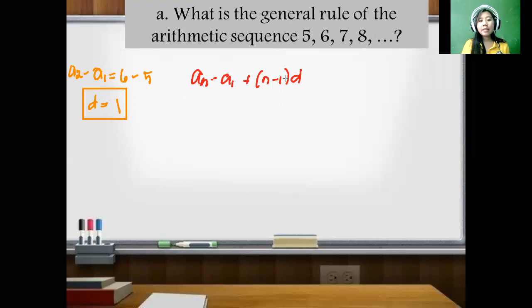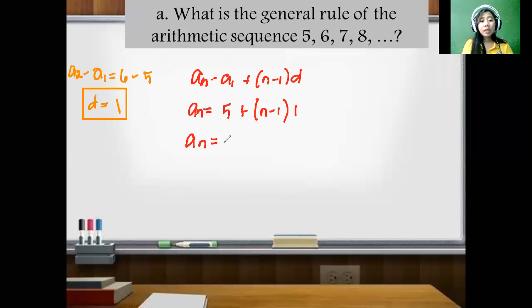Okay. So now, let's substitute the value of a sub 1 and the value of d sa ating general rule na a sub n is equal to a sub 1 plus n minus 1 times d. A sub n, continue lang po tayo. A sub n is equal to a sub 1. So what is the value of a sub 1? So we have 5 plus n minus 1. And what is the value of d? So we have 1.